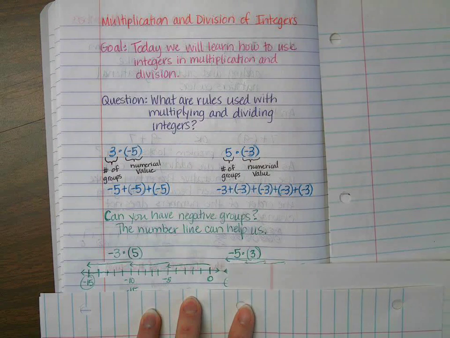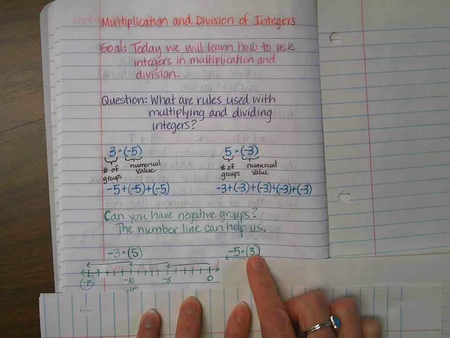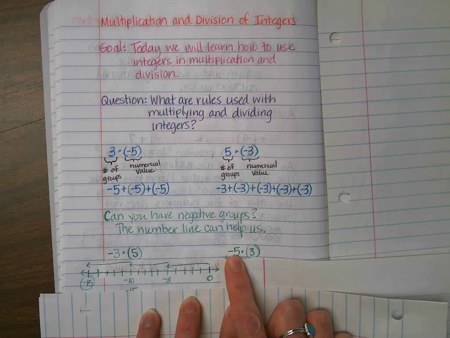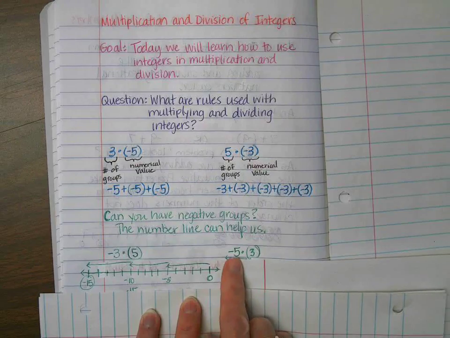Okay, so now let's look at negative 5 times 3. So that means that on the number line, instead of going to the left only 3 times, how many times are we going to go?